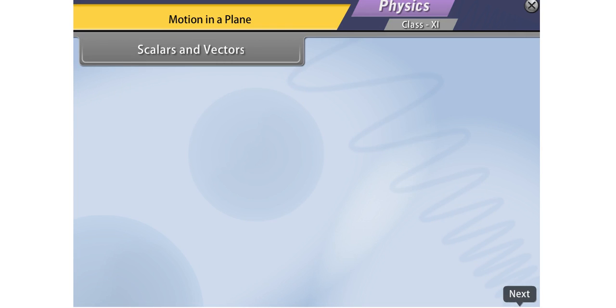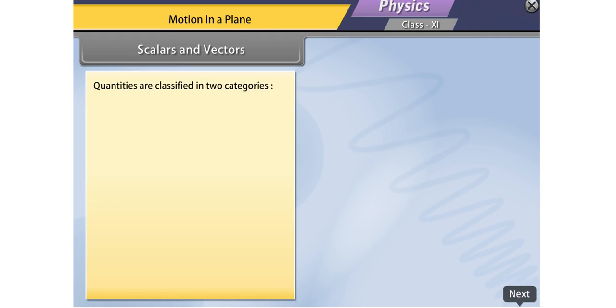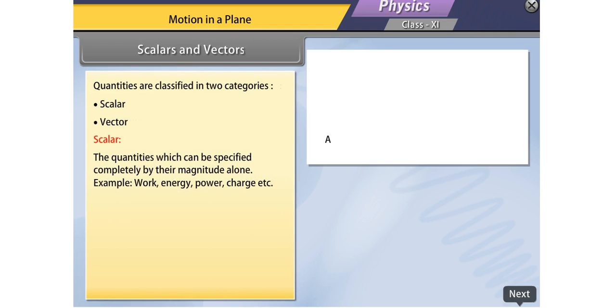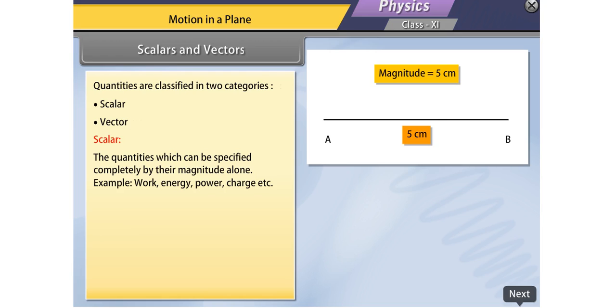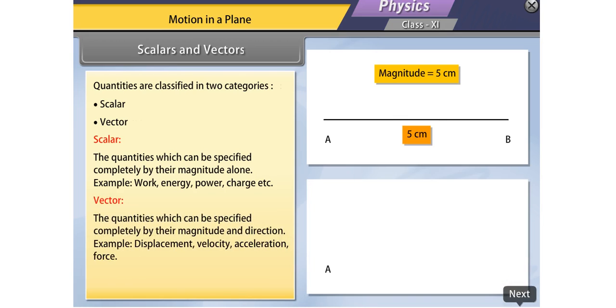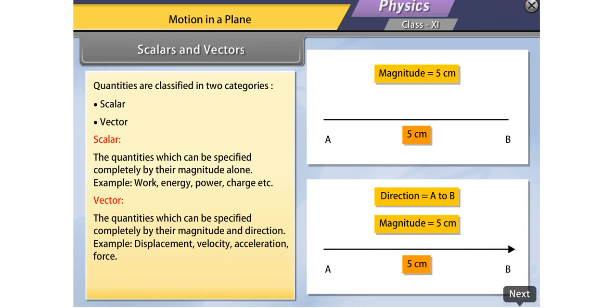Scalars and vectors. In physics, quantities are classified in two categories. They are A. Scalar and B. Vector. Scalar. The quantities which can be specified completely by their magnitude alone. For example, work, energy, power, charge, etc. Vector. The quantities which can be specified completely by their magnitude and direction. For example, displacement, velocity, acceleration, force.